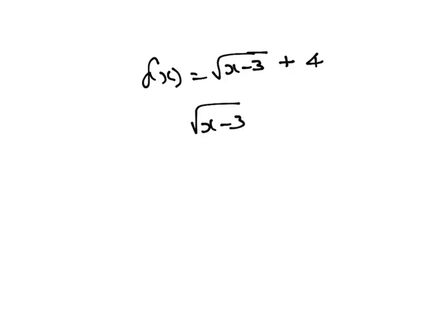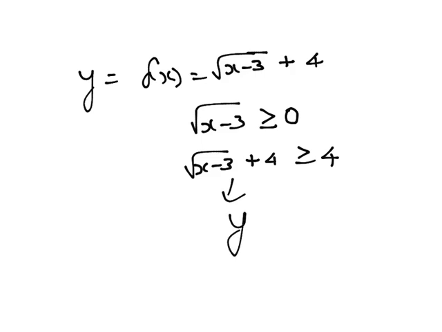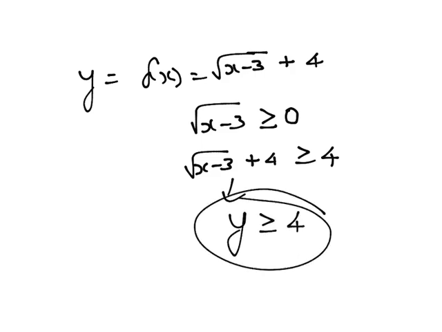So let me give you a combination of functions. Let's say f of x equal to root of x minus 3 plus 4, for example. How do I find the range of this function? Now we know that root of x minus 3 is always greater than or equal to 0. Therefore, root of x minus 3 plus 4 is always greater than or equal to 4. But this is y, isn't it? I'll take this as y. So y is greater than or equal to 4. So this is the range of this function. Okay, so this is actually how you find it if it is a square root function.